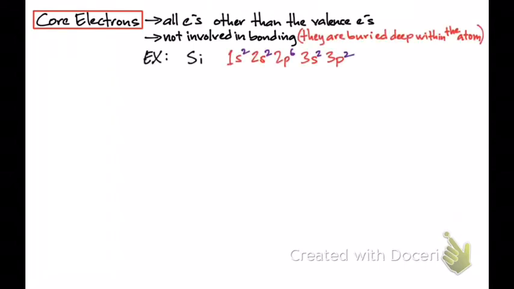Here's an example. We have silicon. When you look at the periodic table, silicon is in group 4, right? And so silicon has a total of 4 valence electrons. Silicon has a total of 14 electrons, and 4 of them are valence electrons. That means that silicon has a total of 10 core electrons. It's basically the remaining number of electrons. If you have 14 total and 4 of them are valence electrons, then 14 minus 4 equals 10 core electrons.